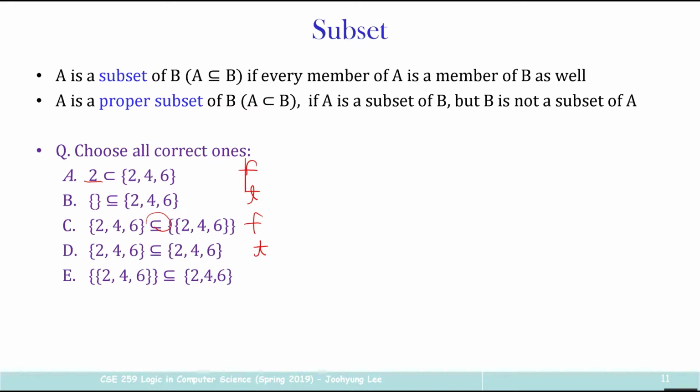Okay? Now, let's look at this. How many elements are in 2, 4, 6? 3, same as before. Is 2 a member of this one? No. So this is not a subset relation. What about this? How many elements are in this set? 1. The member itself is a set, 2, 4, 6. Does it belong to this set? No. This is also false.